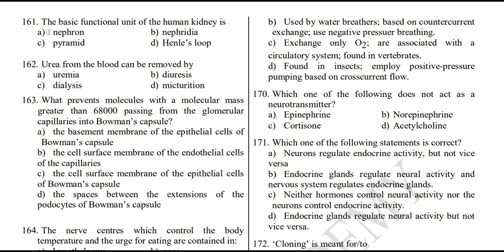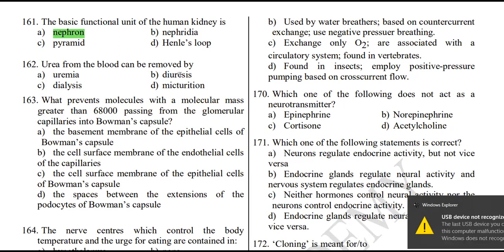You have to remember nephrons are the one. There are cortical nephrons, juxtamedullary nephrons, all these things. Urea from the blood can be removed by which of these things? First, you have to understand diuresis. Diuresis is a process or it's a condition or a disorder. What exactly happens is the kidney filters a lot of body fluids.